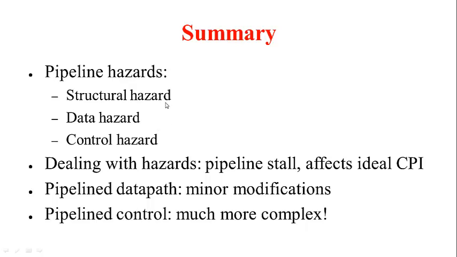Structural hazards are the easiest to deal with. If there is a hardware limitation, there is nothing you can do except stall the pipeline. This will affect the pipeline performance by increasing the CPI from its ideal value of 1. We saw that the pipeline data path involved minor modifications to the multi-cycle data path, and we are going to see that pipeline control is going to be much more complicated, specifically because of having to deal with pipeline hazards.